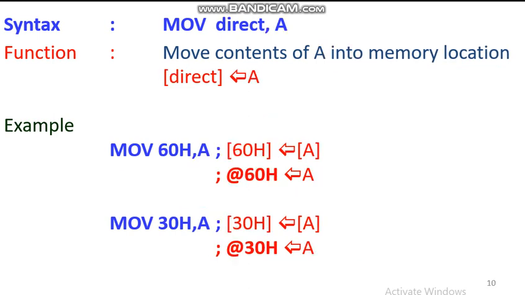The opposite is MOV direct, A. If you see the example here, it will copy the content of A into the location pointed by direct. So here we have memory address 60H, and the content of A will be copied to address 60H. Content of A is copied to address 30H. So you can change the content of 60H or 30H.